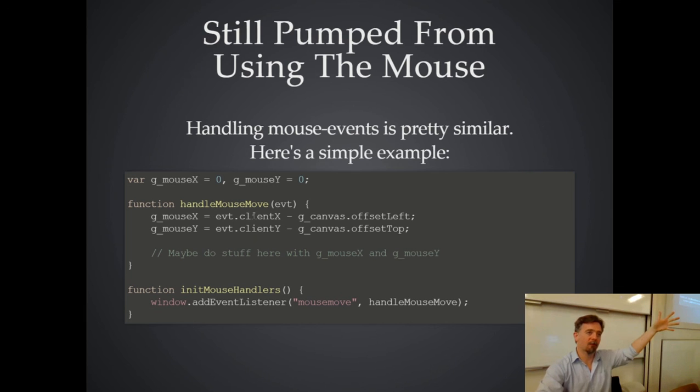Now it turns out to do this right, the client X and Y are the X and Y coordinates relative to the window itself, but you want them relative to the canvas, because it's not quite the same thing. The canvas might not be right at the top of the window. So you take the window coordinates and you subtract off the coordinate of the canvas itself. So you end up with a position relative to the canvas, which is what you'd want to know. So that's very simple. And now we have some more horrible magic global variables that tell us where the mouse is at any given time.